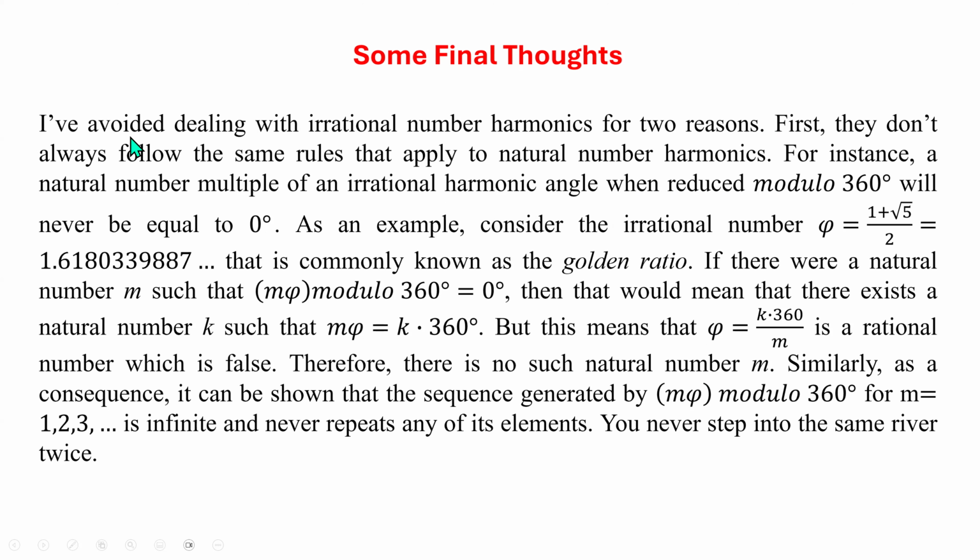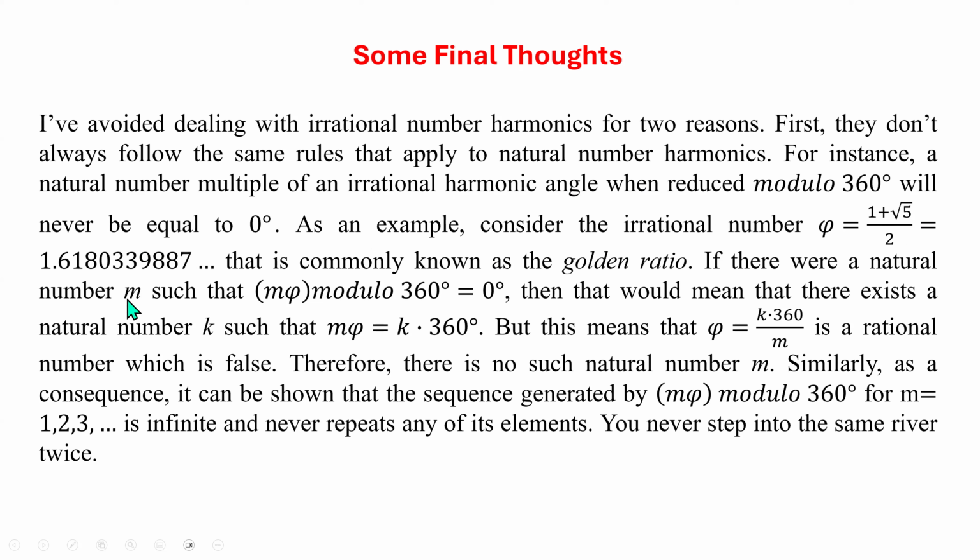Now, I've also avoided dealing with irrational number harmonics for two reasons. First, they don't always follow the same rules that apply to natural number harmonics. For instance, a natural number multiple of an irrational harmonic angle, when reduced modulo 360 degrees, will never be equal to 0. As an example, consider the irrational number phi, which is 1 plus the square root of 5, over 2, which comes out approximately equal to this. And that number is commonly known as the golden ratio.